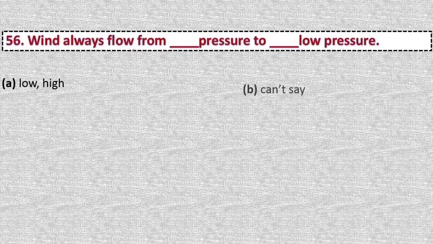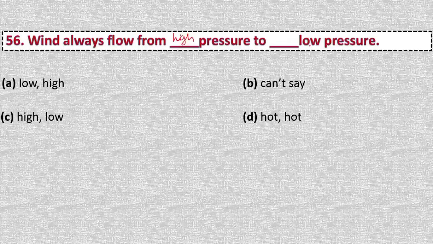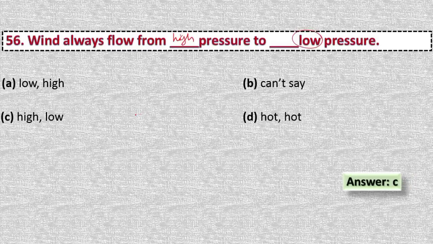Wind always flows from dash pressure to dash pressure. We know that wind always flows from high pressure to low pressure. The correct answer is option C. The wind always flows from high pressure to low pressure. Option C is the correct answer for this question. Let's move to the next question.